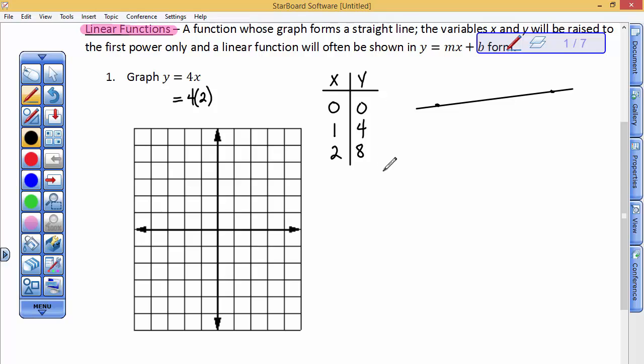So I'm going to come on over here and graph 0, 0. And then I'm going to go to the right one and up 4. That'll be my next ordered pair, this one. And then here I'm going to go to the right 2 and up 8. I'm going to have to kind of estimate. So go to the right 2 and up 1, 2, 3, 4, 5, 6, 7, 8, maybe about right there. Then I'm going to do the best I can to draw a straight line between these 3 ordered pairs.